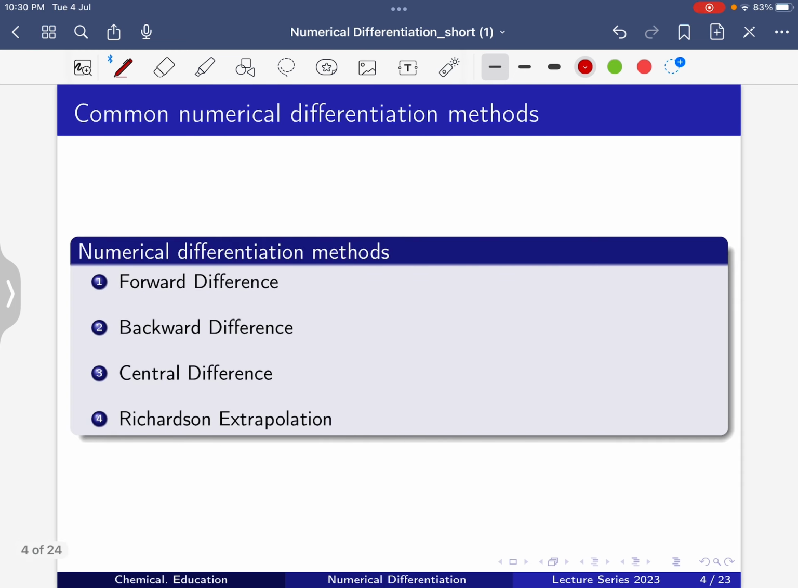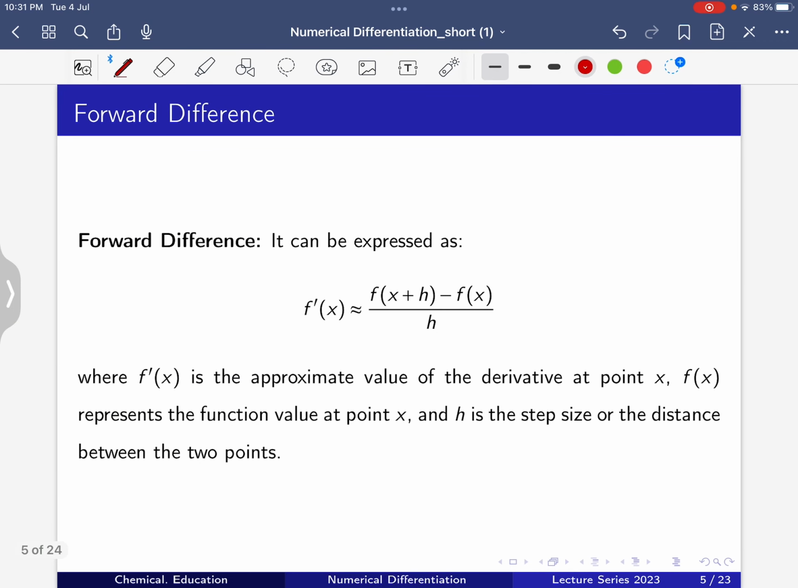Next, common numerical differentiation methods. There are 4 numerical differentiation methods: forward difference, backward difference, central difference, and Richardson extrapolation. Here I will discuss 3 only: forward difference, backward difference, and central difference. Now, what is forward difference? First I'm going to explain that.